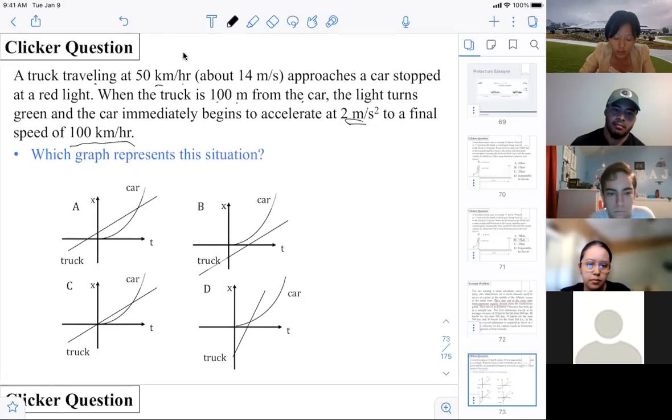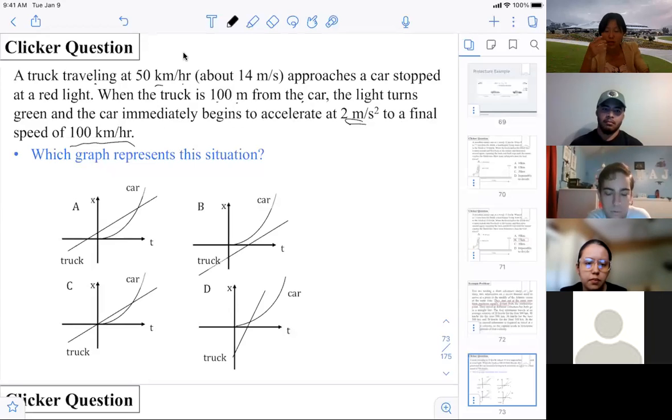The ones that show the truck is behind the car are B and D. Now C shows the truck and car are in the same position at t equals 0 because they overlap. At t equals 0, both of them have a position at x equals 0, meaning they start out in exactly the same place, but they did not start out in the same place, right? One is at the red light, one is behind the car. So you can probably narrow it down to B and D.